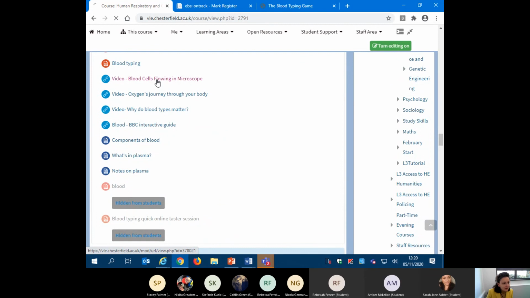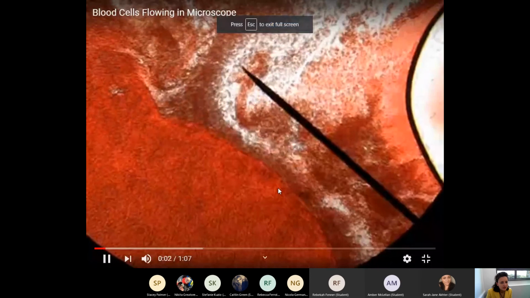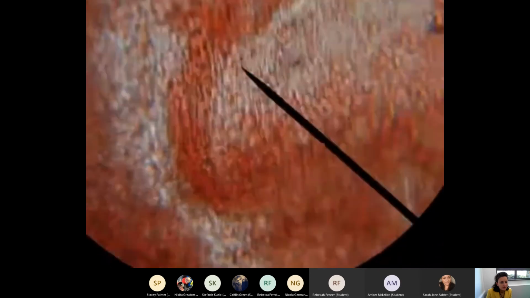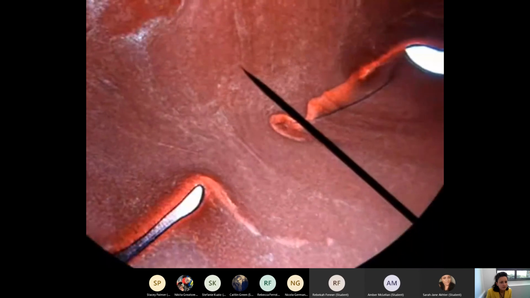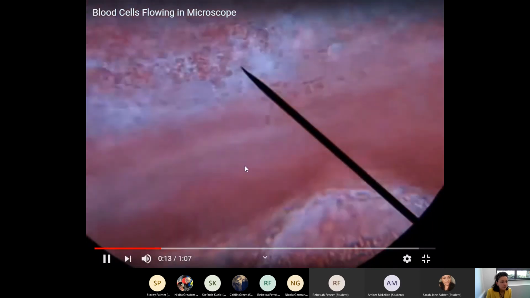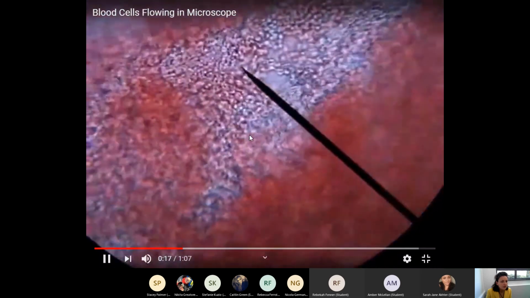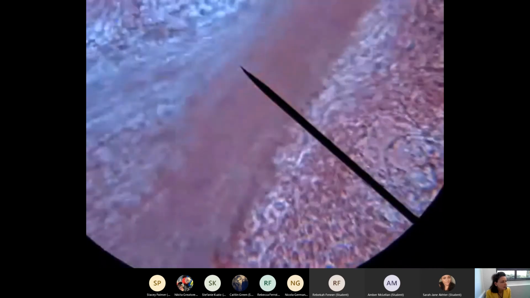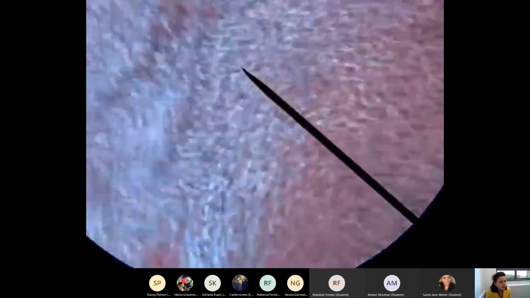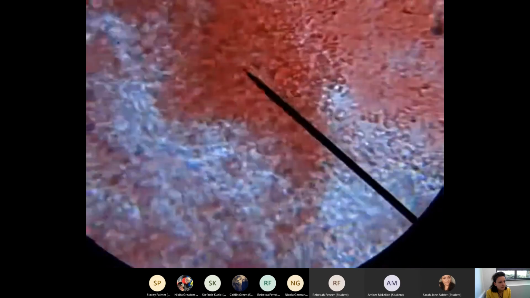This is a quick video of red blood cells flowing through capillaries. Well, that one was a bigger blood vessel. Where blood is flowing pretty quickly, that means it's a bigger blood vessel. Where it's going fairly slowly, it's an indication that it's in a capillary. So here's clearly a big blood vessel.